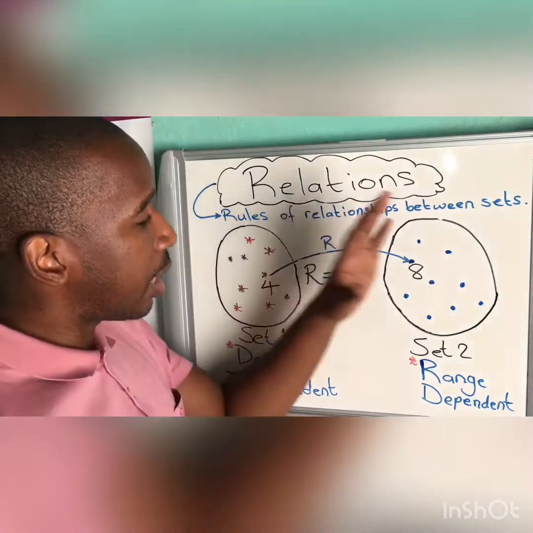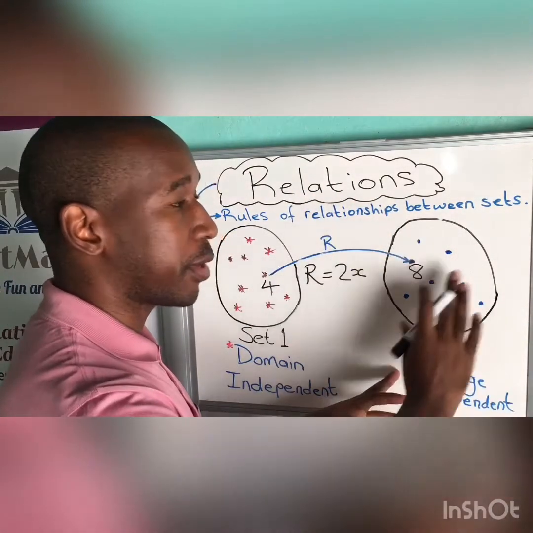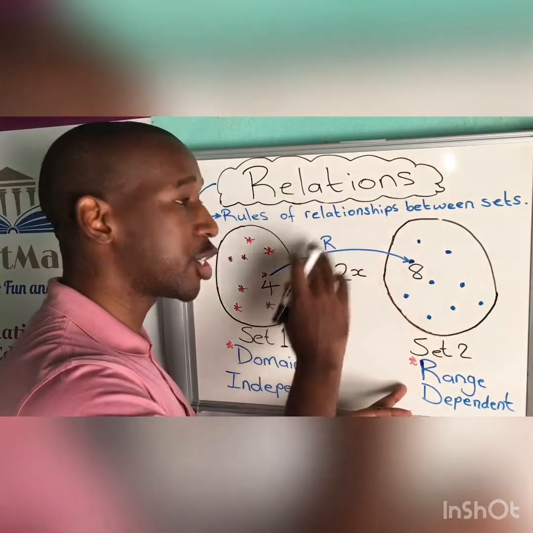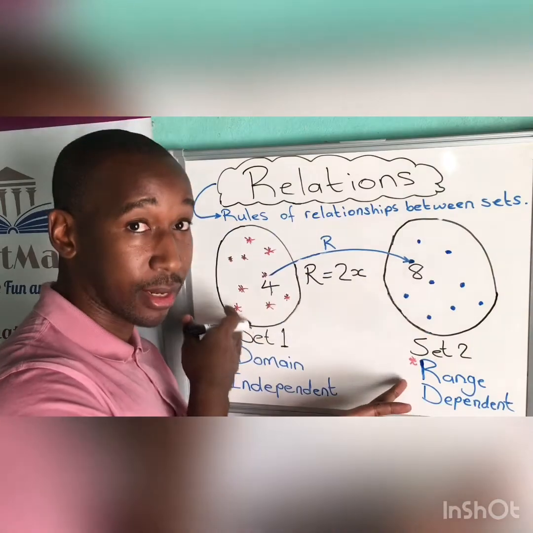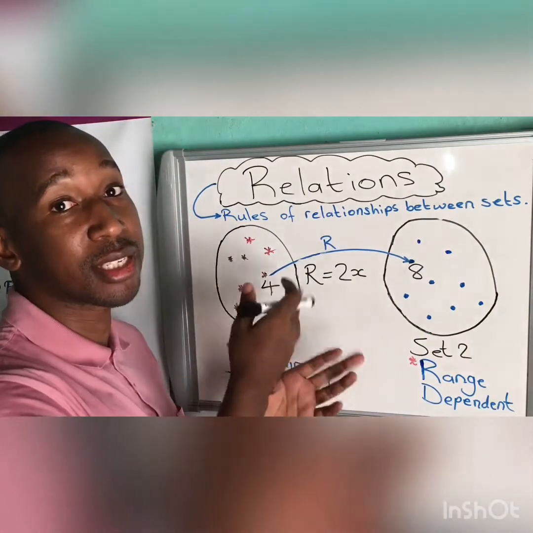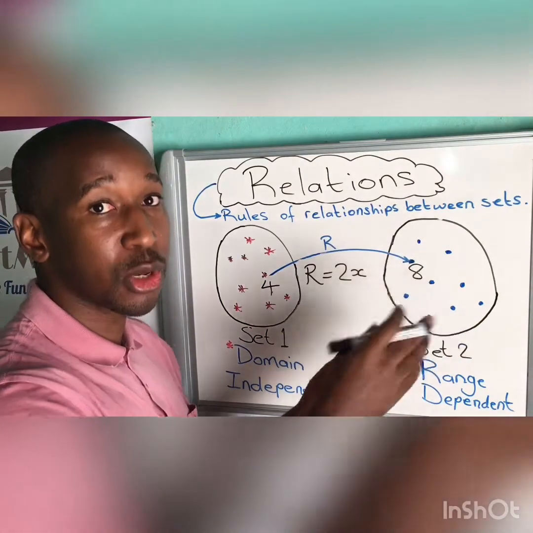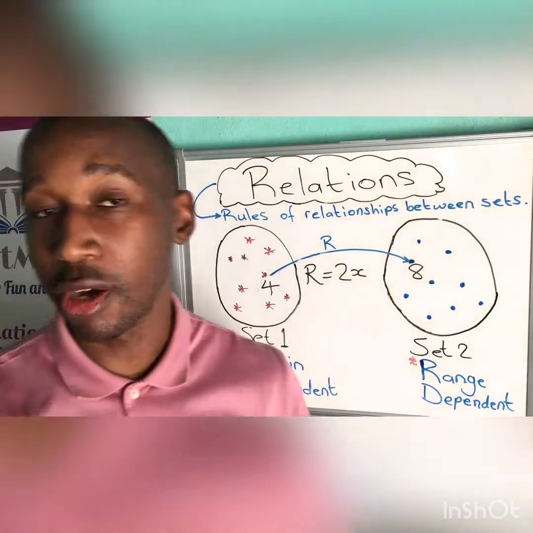So the other one is the range, or the set of images. Now this set is dependent because it depends on the relation and also depends on the domain. If the domain does not have certain numbers, then certain numbers will not come out of the images. So that is the definition of relations.